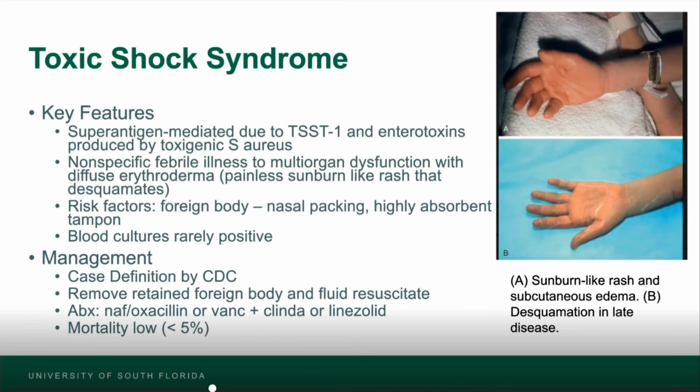Toxic shock syndrome, antigen-mediated, TSST-1 and enterotoxins. So you start with sort of a febrile illness that's not specific, and then you get very sick and diffuse erythroderma. Risk factors: foreign body, nasal surgery, highly absorbent tampon. We actually had a patient like this after she had a C-section with retained products of conception. She developed that sunburn-like rash, and Cilia was very aggressive in getting OB to go back in and do further surgical intervention, and then she got better. She was in shock for a while.